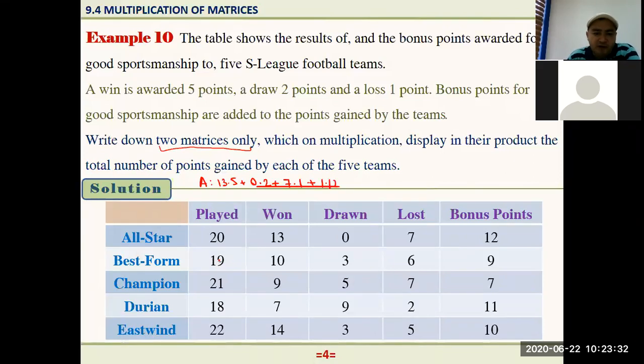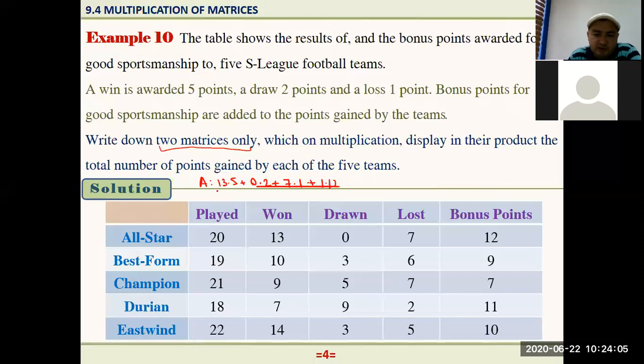In a similar way, if I want to find the total score earned by Best Form, I should multiply 10 by 5, 3 by 2, and 6 by 1, and plus 9, that's 9 times 1, right? So by using matrix multiplication, how can I get the result of these in one step, with one click? To do this, I need to write 2 matrices. We write this in any spreadsheet, press enter, and we get the result.